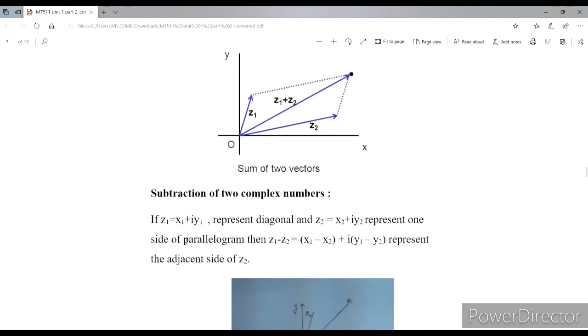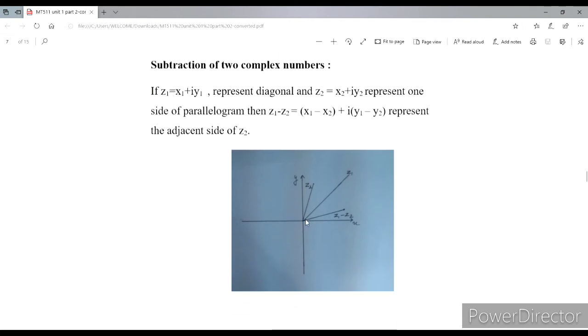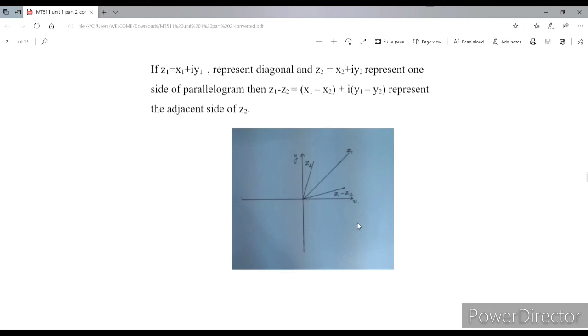Subtraction of two complex numbers. Again, if z1 is x1 plus iy1, and if you represent z1 as the diagonal and z2 as one side, then the adjacent side is z1 minus z2.